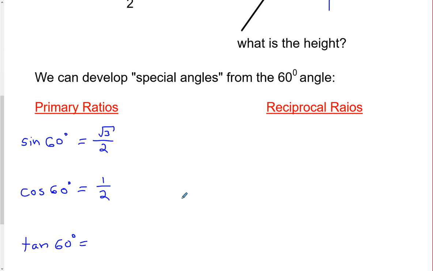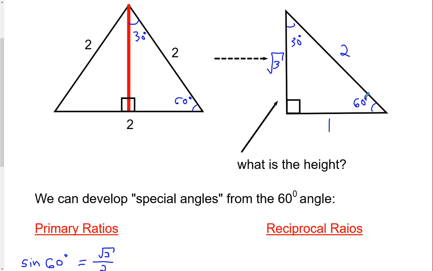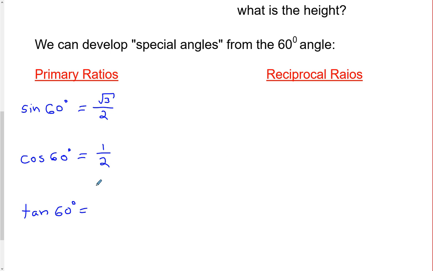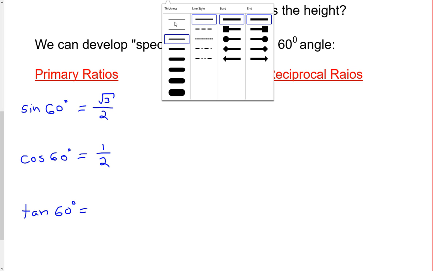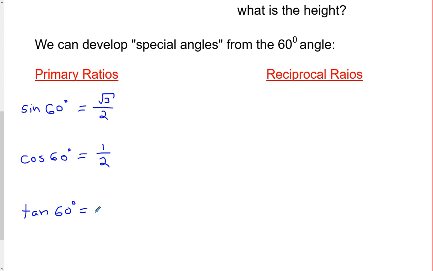And my third one, tan of 60 degrees. Tan is opposite. That's root 3. Over adjacent, that's 1. So root 3 over 1. And of course, I can just write that as root 3. So I'm actually going to get out my eraser, and I'm just going to write that as root 3, because anything divided by 1 doesn't change. So it'll look simpler if I just write this as root 3. But really, it's root 3 divided by 1. Okay, cool.